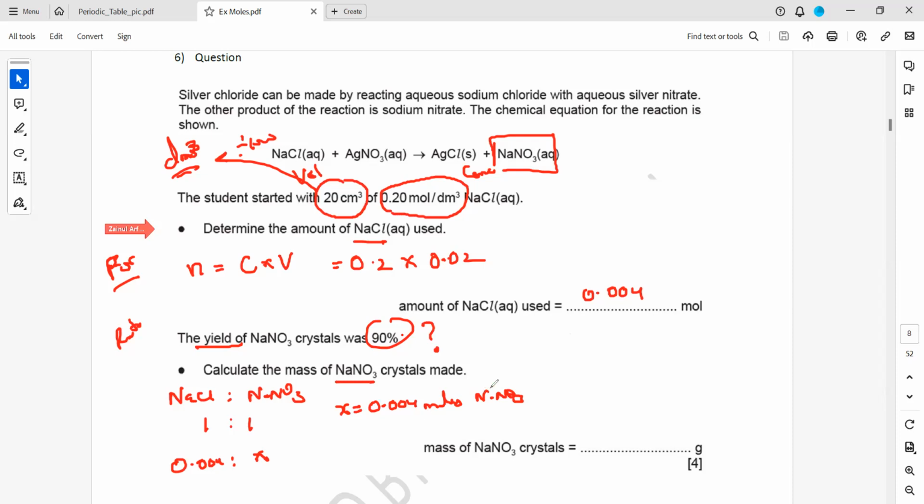So what is 90% of 0.004? How to convert? It will be 90 multiplied by 0.004 divided by 100. That's how we take 90% of 0.004. We multiply by 90 and divide by 100. So when we do this, we get the moles of sodium nitrate, which is 0.0036.